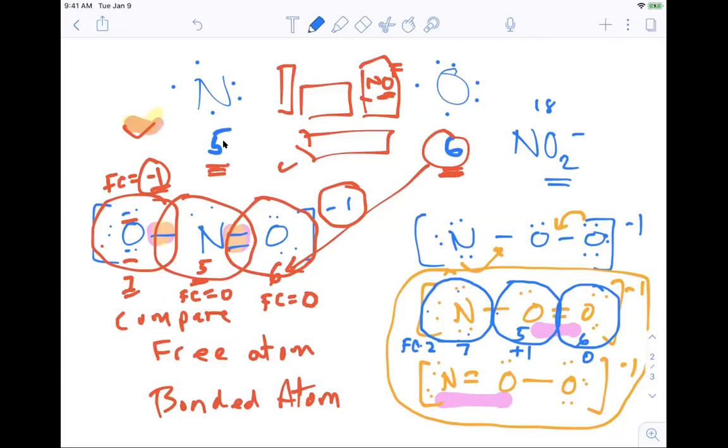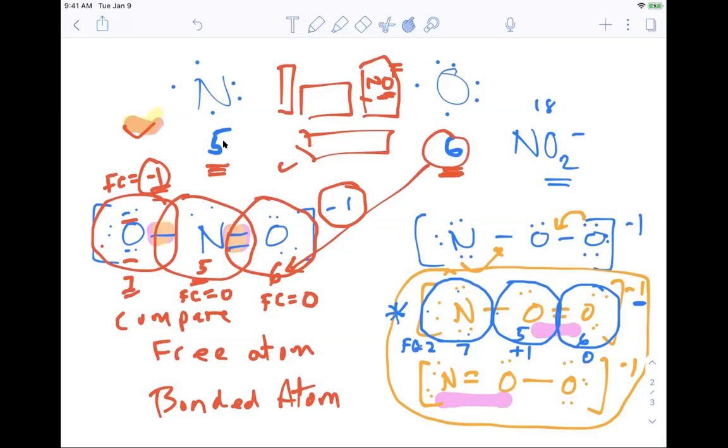Based on what we just said, I've got the oxygen as +1 and the nitrogen as -2. By the way, +1 and -2 adds up to -1, so the formal charges are good. But is it good to put a -2 charge on a nitrogen and a +1 charge on an oxygen? Nope. So this is actually not a very good picture, and formal charge would tell you that.